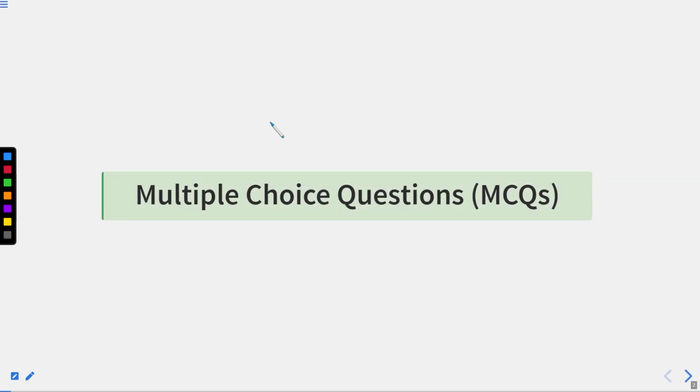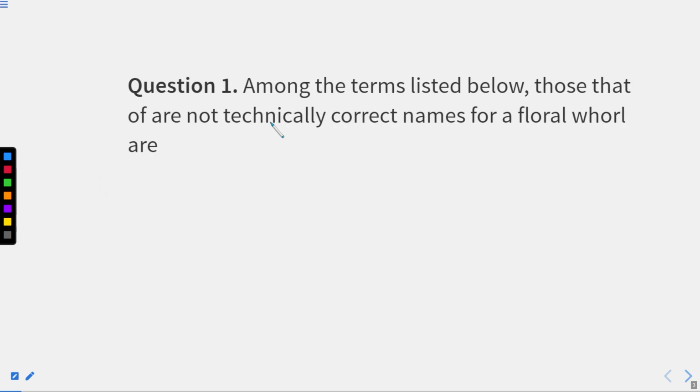All the NCERT exemplar questions have been divided into these categories. First one is the MCQ, second is the very short answer type, then we'll be solving the short answer type, and in the end we'll be solving the long answer type questions. So let's start with the multiple choice questions first.